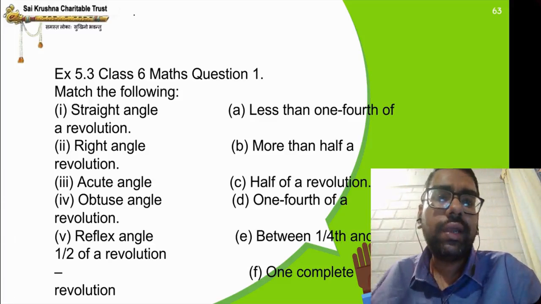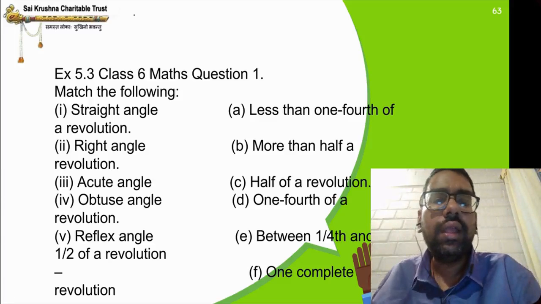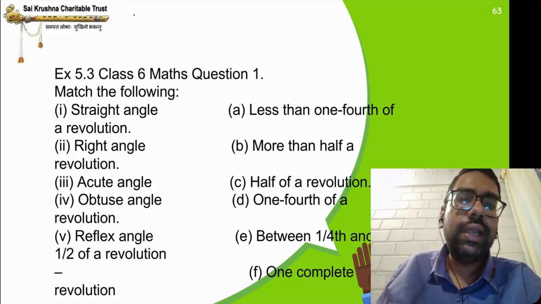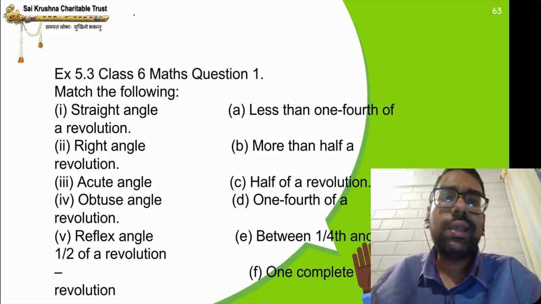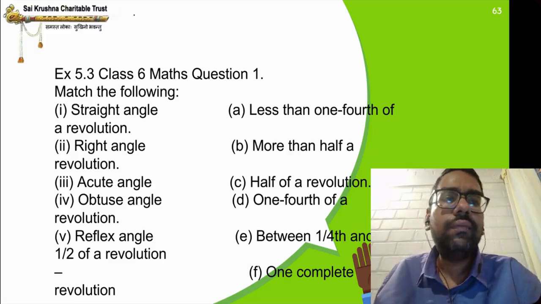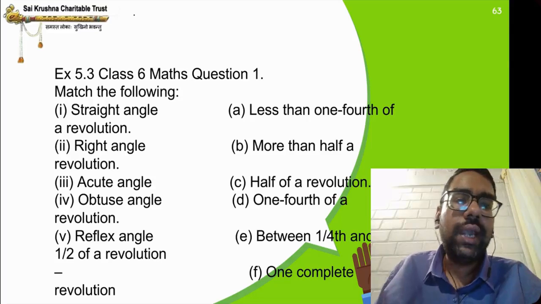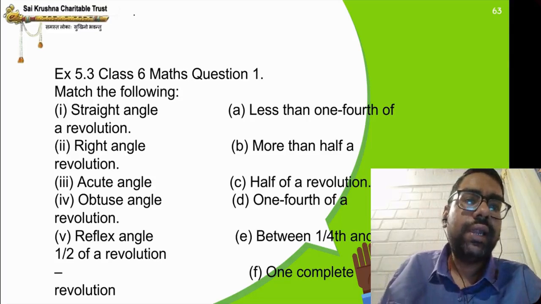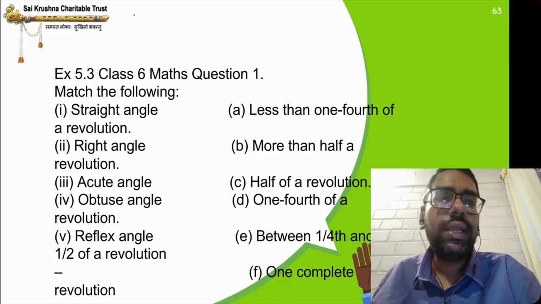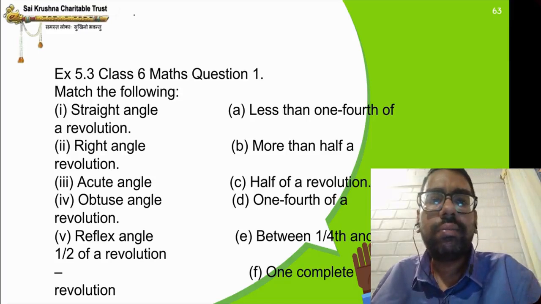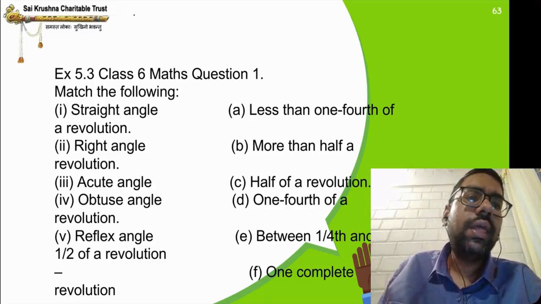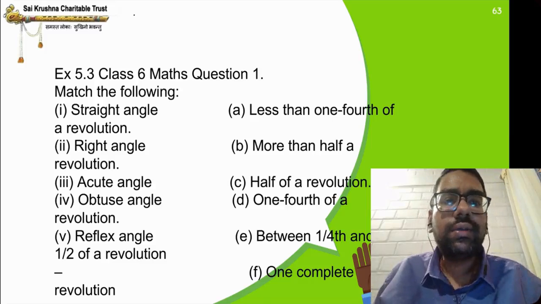Acute angle: when an angle formed is less than 90 degrees, it is called an acute angle. Next, obtuse angle. An obtuse angle is an angle greater than 90 degrees and less than 180 degrees. Reflex angle means when an angle is greater than 180 degrees and less than 360 degrees, it is called a reflex angle, right?